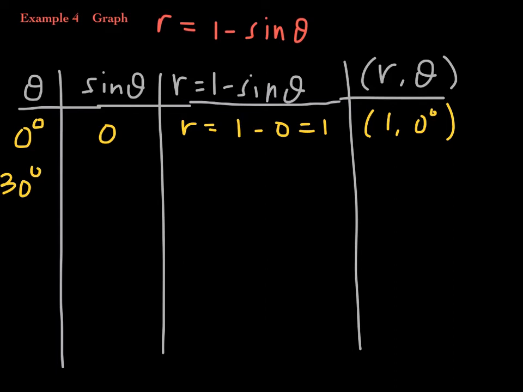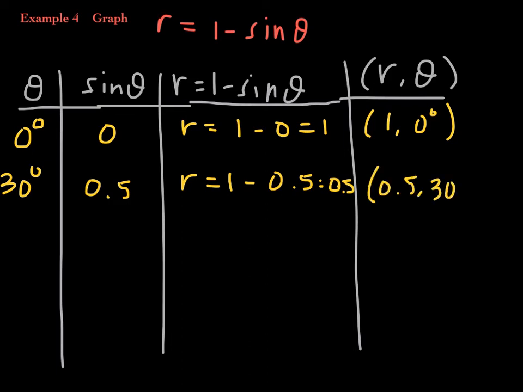Sine of 30 degrees would be 1/2. I'll write it as a decimal if you don't mind. r is 1 minus 1/2, which is 1/2. If I could squeeze that in there. So then this ordered pair here is 1/2 comma 30 degrees. And this is what you would want to do. I know it's a little time consuming, but you would want to do this for different values of theta until you get your curve.